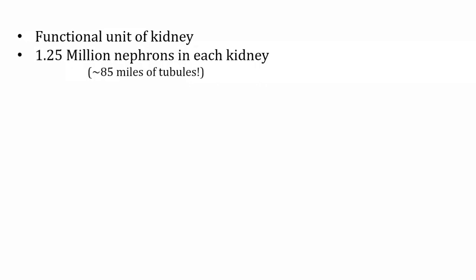Like we saw that the functional unit of bone is the osteon and the functional unit of the muscle is the sarcomere. Well, the functional unit of the kidney is the nephron. And check this stat out. You've got about 1.25 million nephrons in every single kidney. And if you added them all up, end for end, that's about 85 miles of tubules.